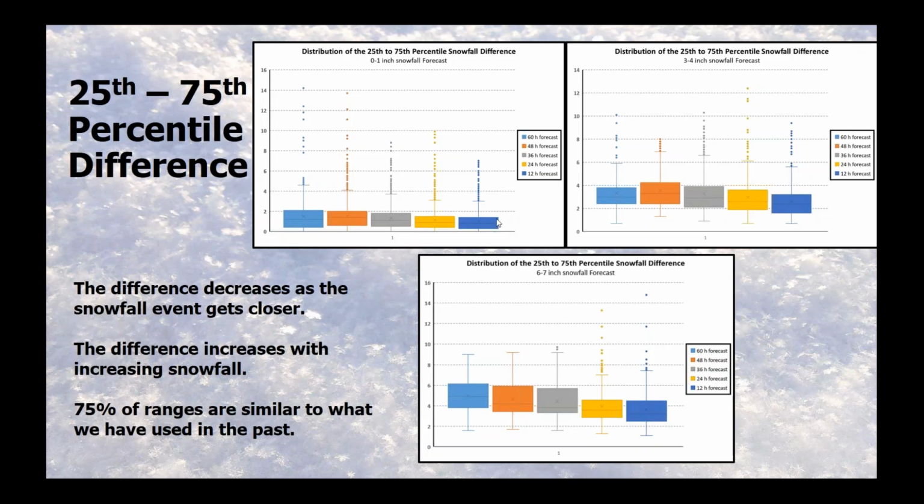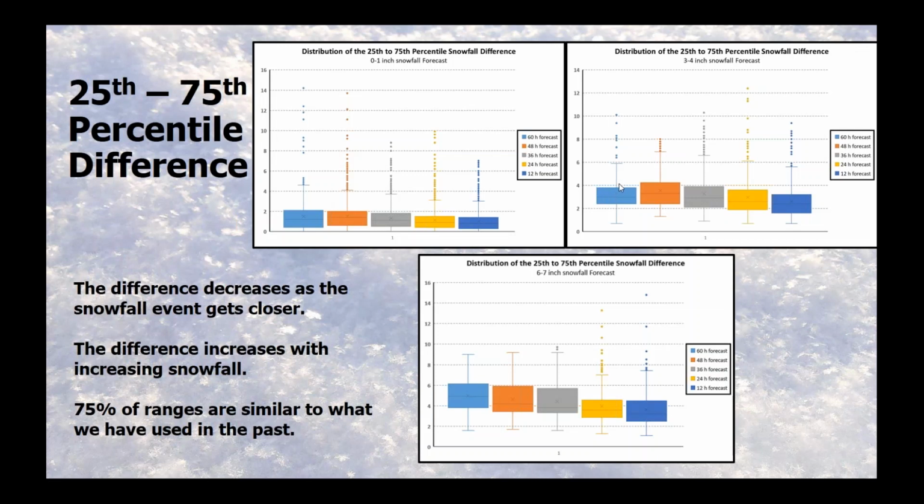And that actually drops by 12 hours down to right around 1 inch. So most of the time, the difference between the 25th and 75th percentile is about the same as the range we've been telling the public for years. But there are those rare cases, 10 to 25% of the time, where those ranges can be very large. And we'll talk about why that is in a little bit and what that information may be telling us that could be very valuable to our customers.